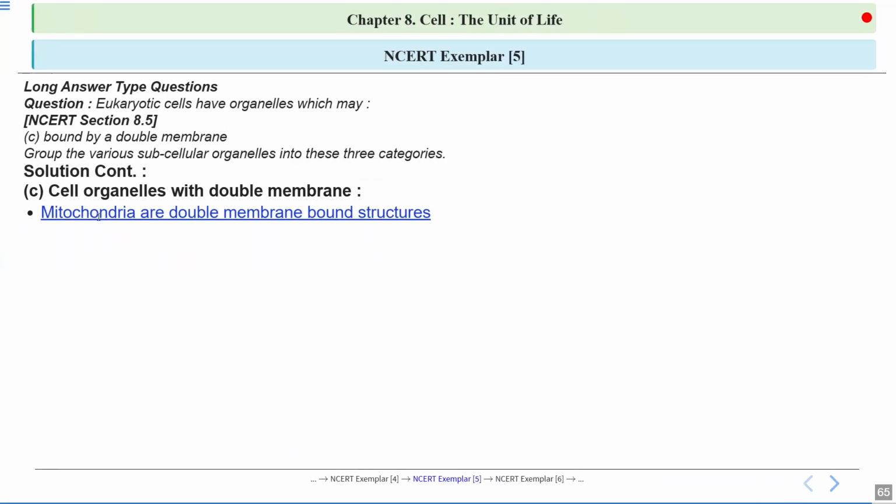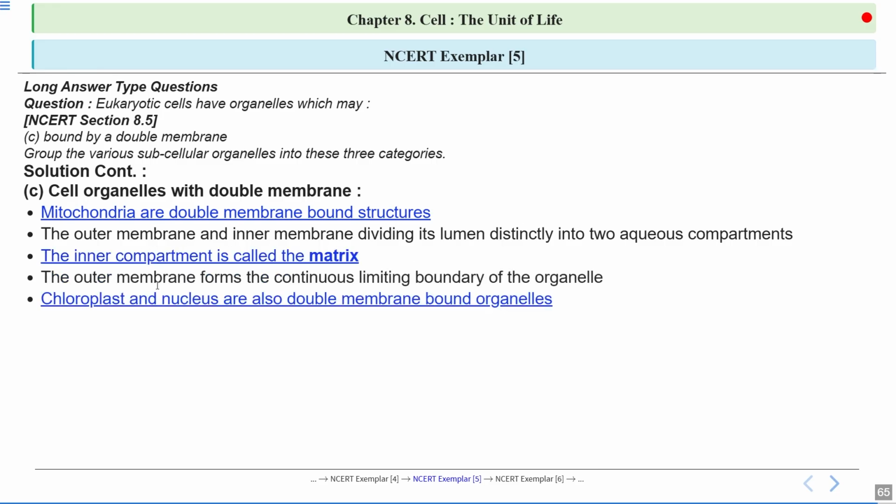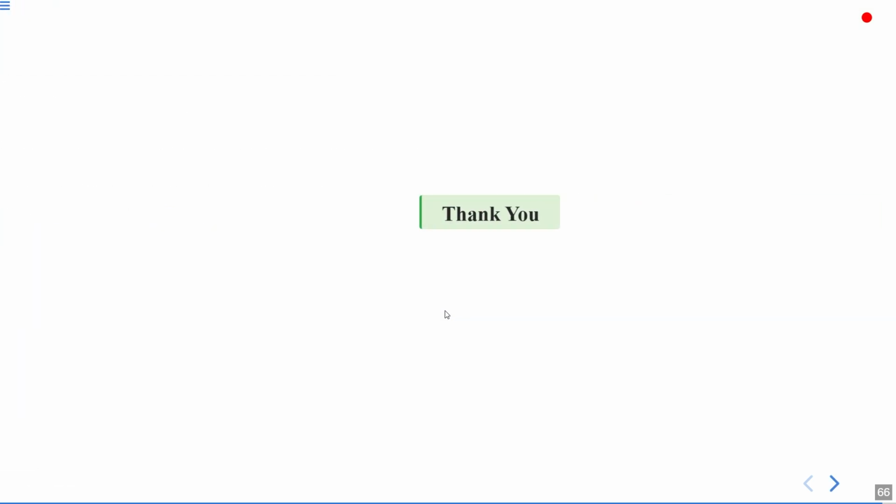Okay, cell organelles with a double membrane. So mitochondria is a double membrane bound structure. It has an outer and inner membrane. The inner compartment is known as the matrix. The outer membrane is continuous. The inner membrane has infoldings known as cristae. Now, chloroplast and nucleus are also double membrane bound organelles.